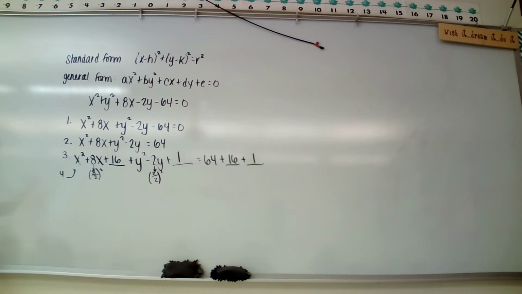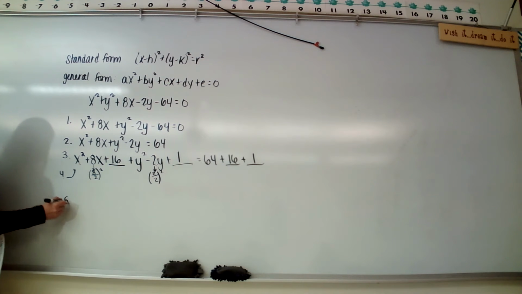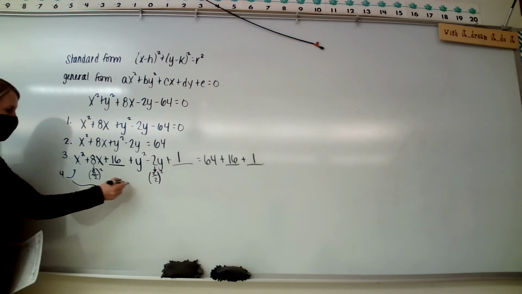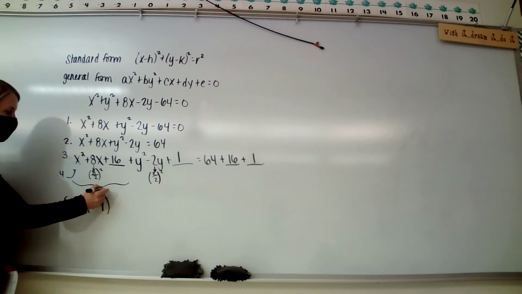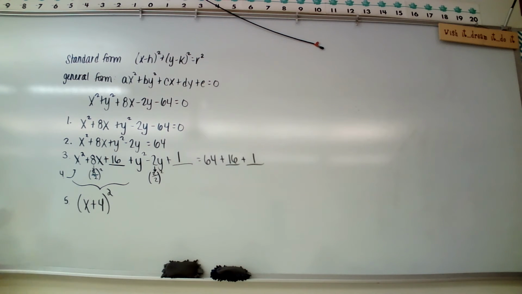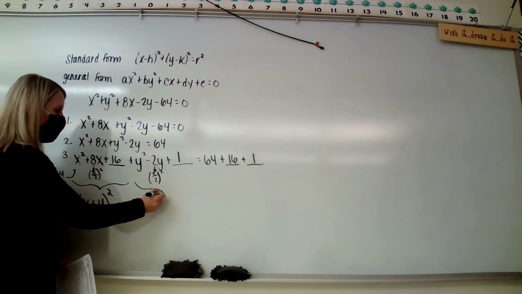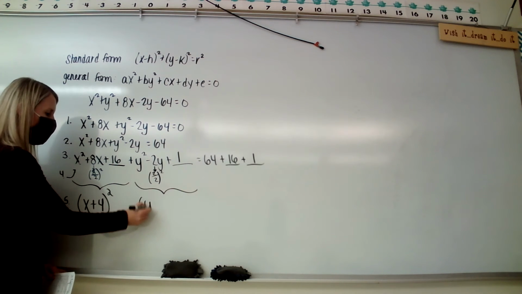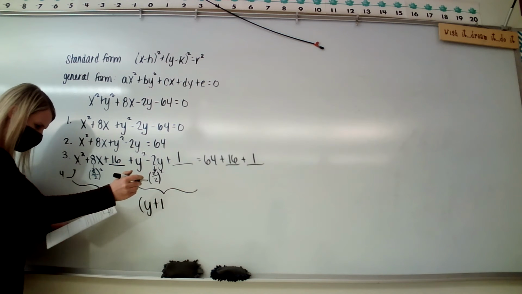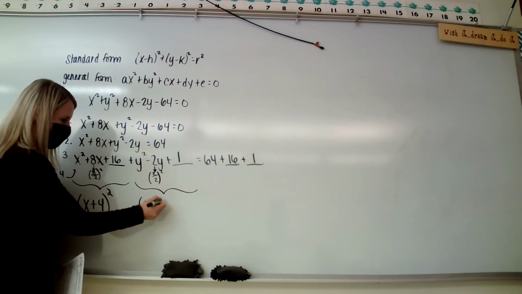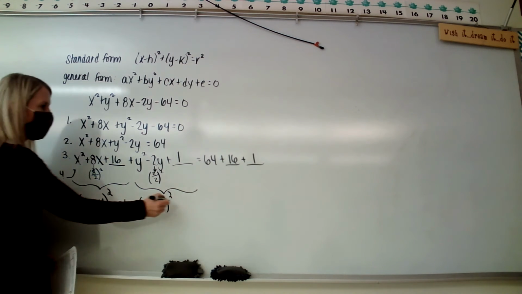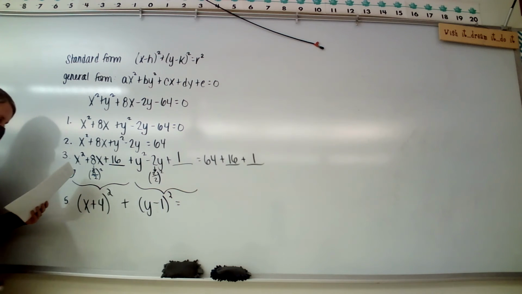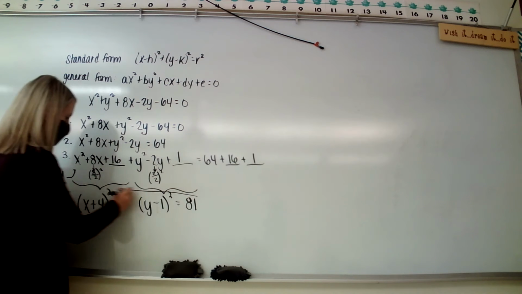So steps 3 and 4 kind of go together. The whole reason we do that is so now we have perfect square trinomials, we can factor it. If I factor that first trinomial, that would factor to x plus 4 squared. If I factor the second trinomial, that would factor to y minus 1 squared. I'm just going to put a plus in between to separate those 2 terms. And that's going to equal 64 plus 17 is 81, 81. And I'm done.